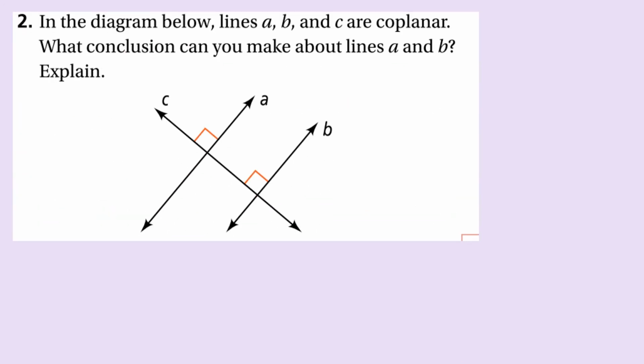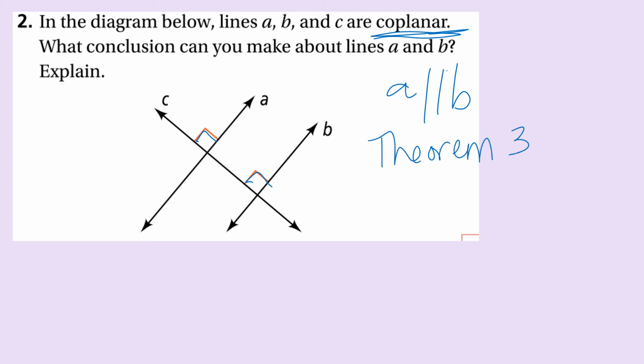The next one: in the diagram below, lines A, B, and C are coplanar, so that's important. They're all on the same plane. What conclusion can you make about lines A and B? Okay, so if A is perpendicular to C and B is perpendicular to C, you could conclude that A is parallel to B by Theorem 3-9, which means that if two lines are perpendicular to the same line, then they are parallel to each other.